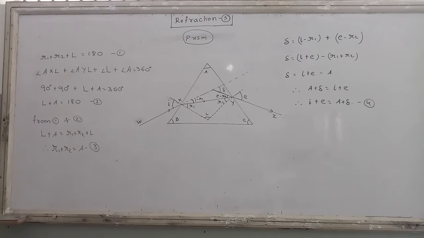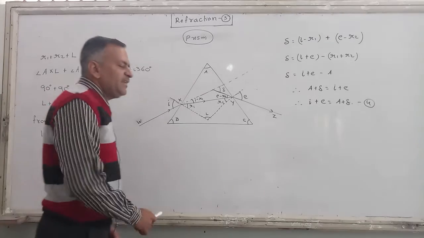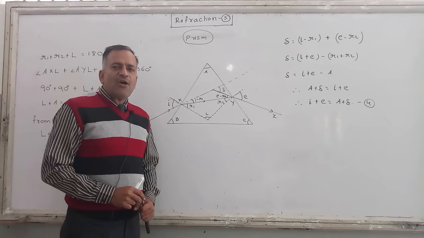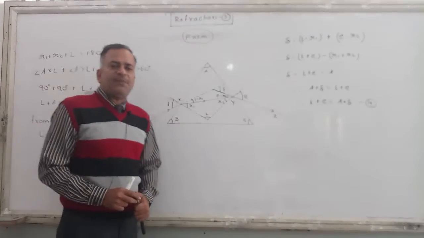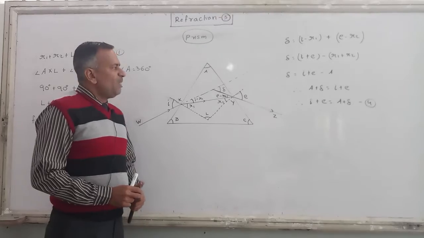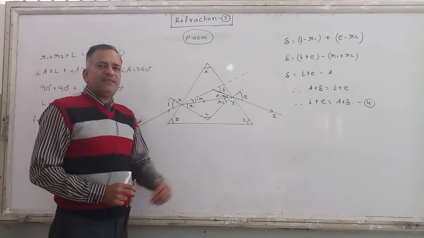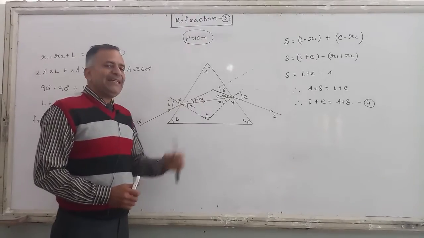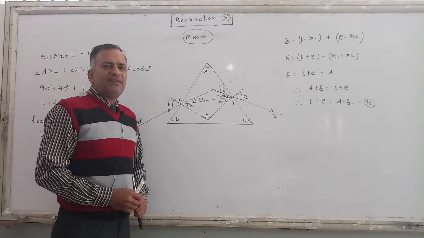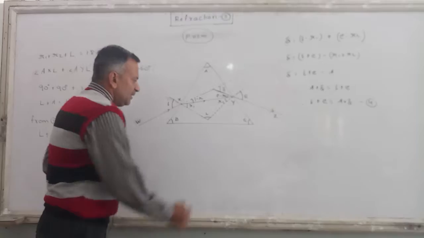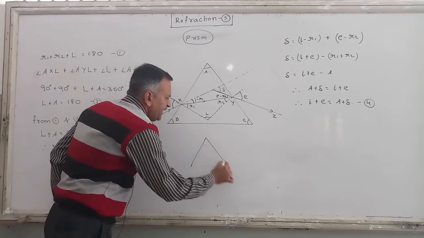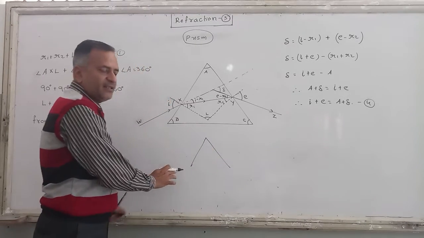First video for prism. First of all, in this video we are going to define what is a prism. According to the definition, a prism is a transparent medium which is bound by two surfaces inclined at each other. That means by the definition of prism, it can be two inclined surfaces.